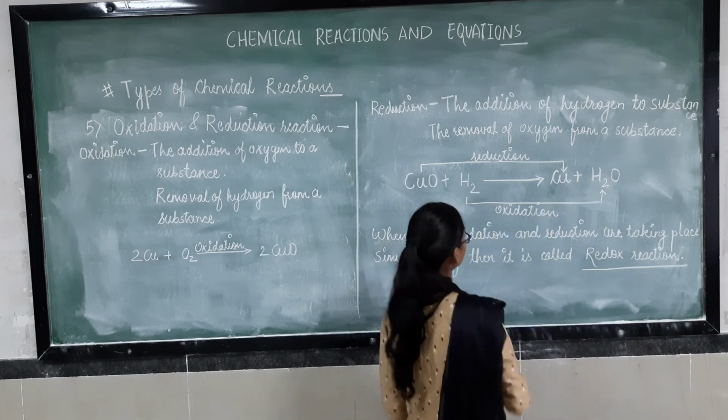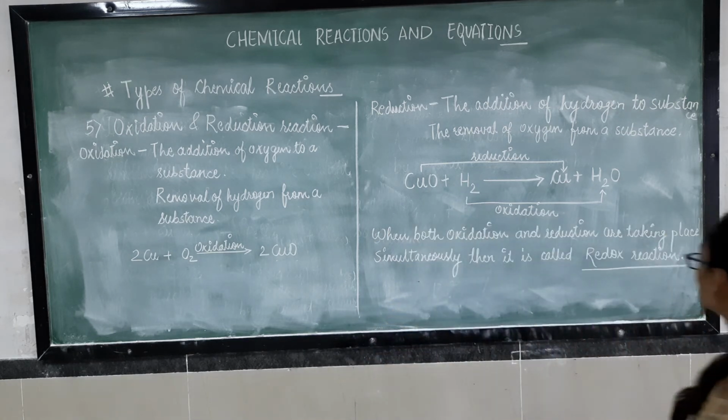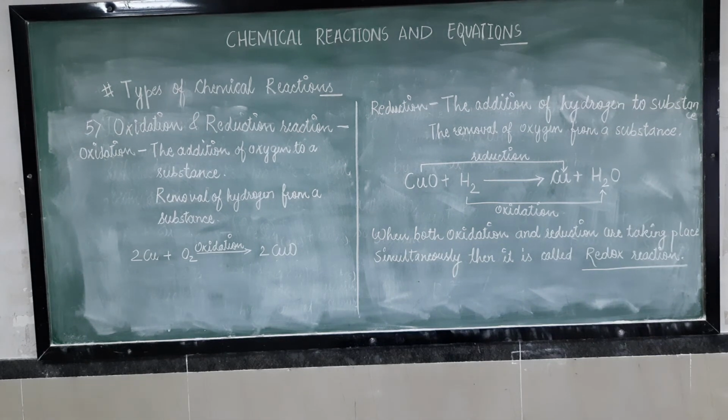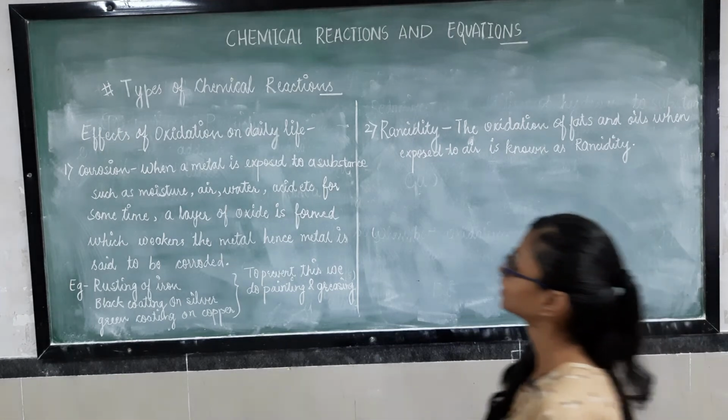So the reactions in which both oxidation and reduction reactions are taking place simultaneously, these types of reactions are known as what? Redox reactions. The reactions in which both oxidation and reduction are taking place simultaneously are known as redox reactions. Now we will see the effects of oxidation in our day-to-day life.